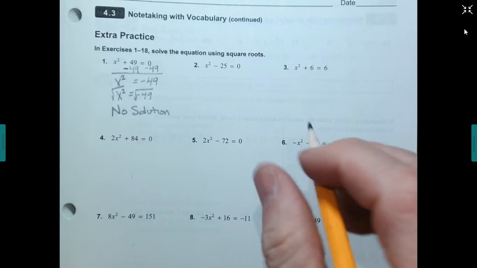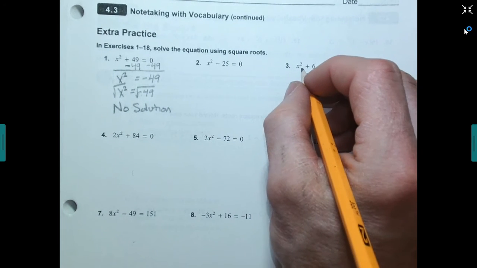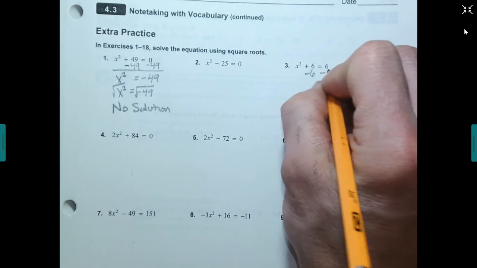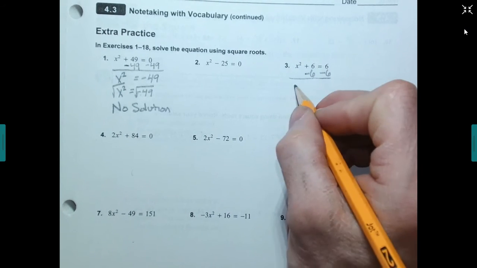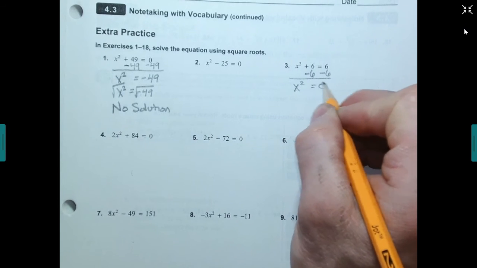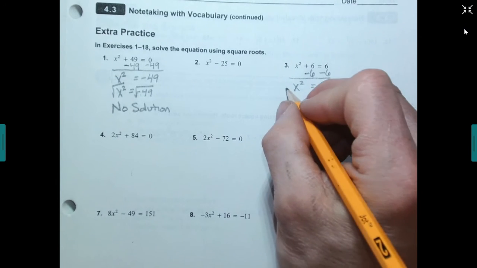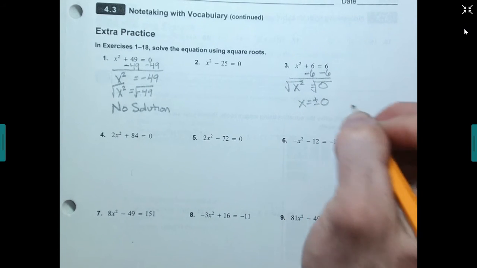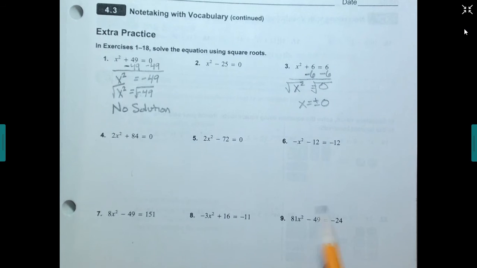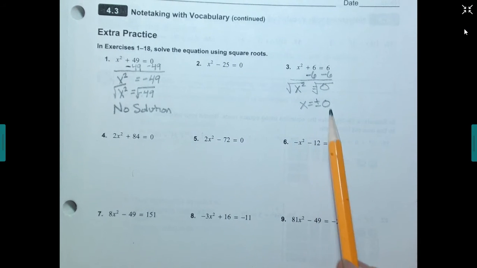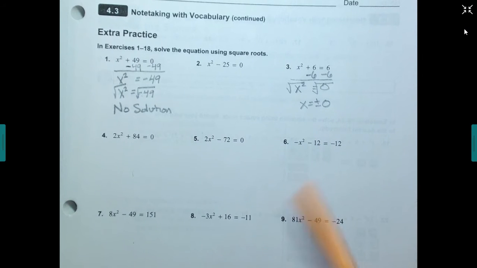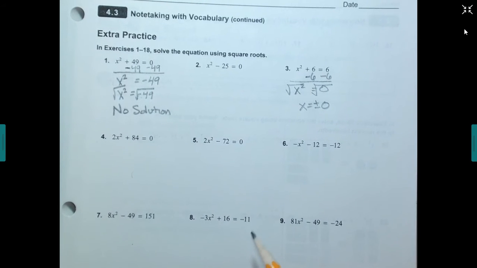Okay. Let's go over here. x squared plus 6 equals 6. So my first step, subtract 6. x squared equals 0. Square root both sides. x equals plus or minus 0. Wait, Mr. Blue, I thought you said they all had two answers. Well, it does. It's a positive 0 and negative 0, right? Oh, I guess there's no such thing as a positive or negative 0. Anyways, there's your answer. x equals 0.